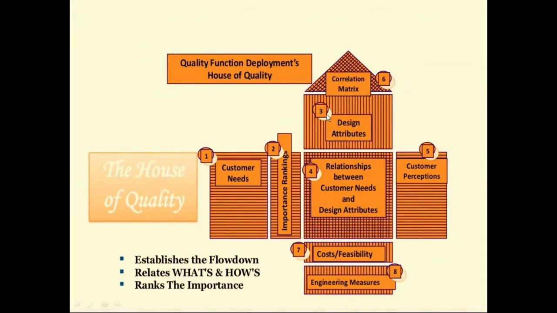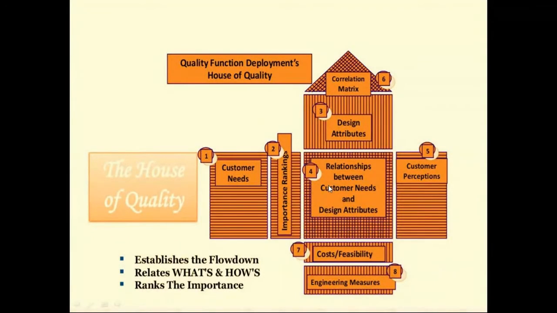Okay. Then next, you have the relationship between the customer needs and the design attributes here. Relationship, that is the first customer need with the first technical requirement, the first with the second technical requirement, first with the third, and so on. Each of the technical requirements for each of the customer needs will be written down here in terms of strong, moderate and weak relationships. Okay.